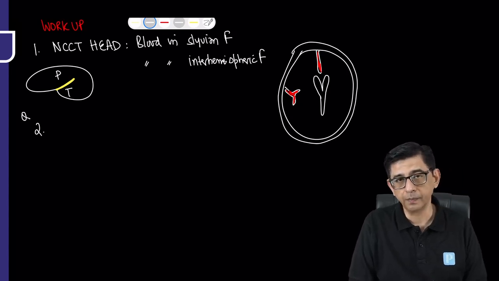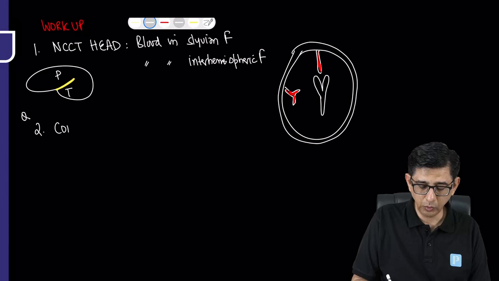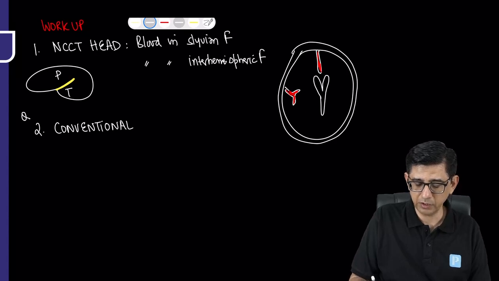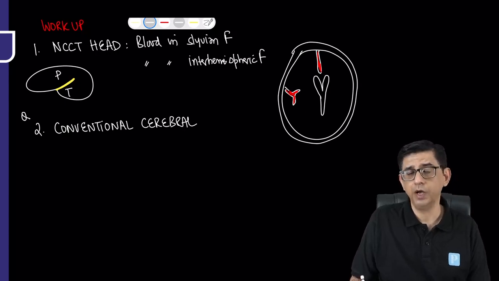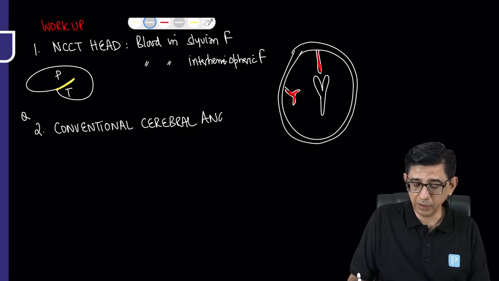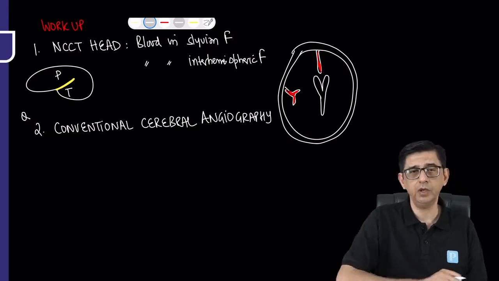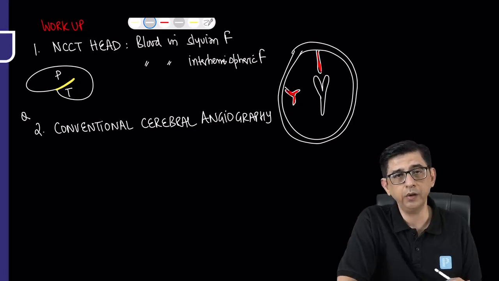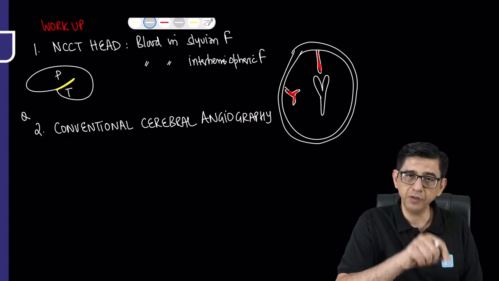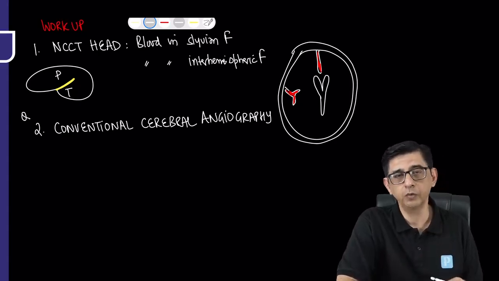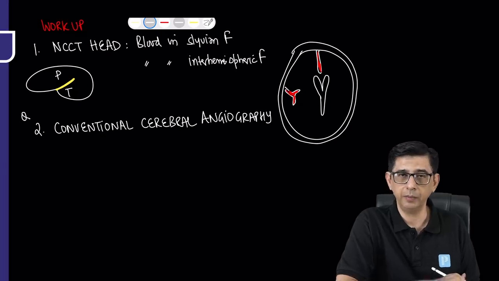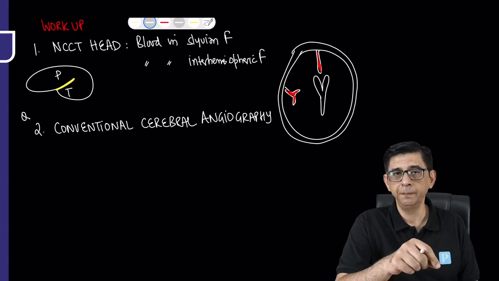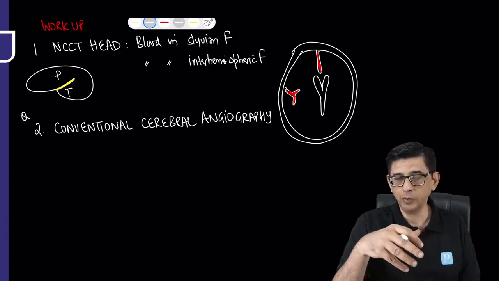Then they will ask you what is the next best investigation. The next best investigation would be to go ahead with a conventional cerebral angiography. Why do I want to go for conventional cerebral angiography in this patient? One, because I want to fix the problem. In the same setting, we are going to be able to demonstrate that there is a berry aneurysm at a particular location that has popped off, and now we can fix it by doing endovascular coiling, which basically means that we'll be deploying a platinum based coil in that berry, and that is going to give structural support to that berry per se.